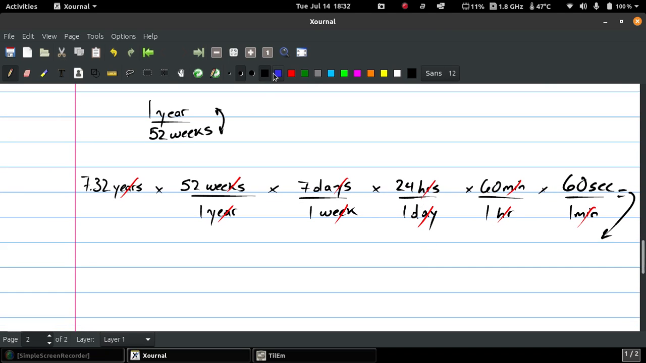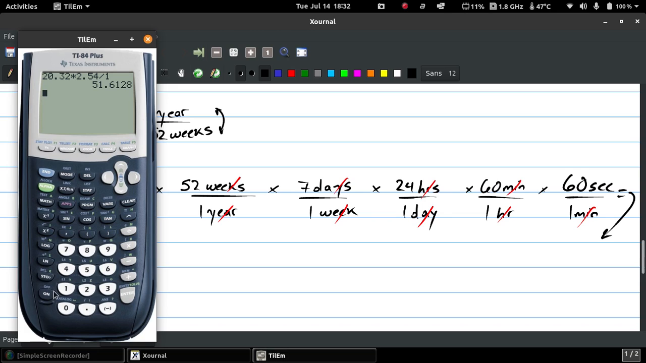So let's plug all this into the calculator and see what we get. So we have 7.32 times 52. And notice all this on the bottom is 1, so you don't have to divide by anything. That's kind of why I chose this. Times 7 times 24 times 60 times 60. If you do all the work beforehand, you don't have to sit there and keep doing it. You just plug the numbers into the calculator.